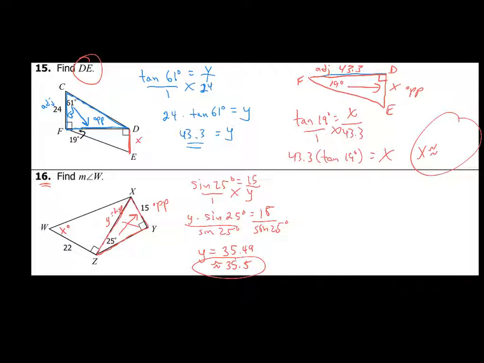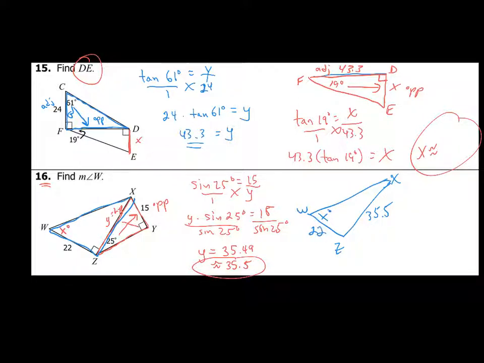And what are we talking about? We're talking about this blue triangle right here. So I'm just going to retrace that over here. So here's W, here's Z, and here's X. And I'm not going to draw the other triangle there. We're just going to say that this is 35.5. And we're looking for this angle right here, and I know that this side is 22.